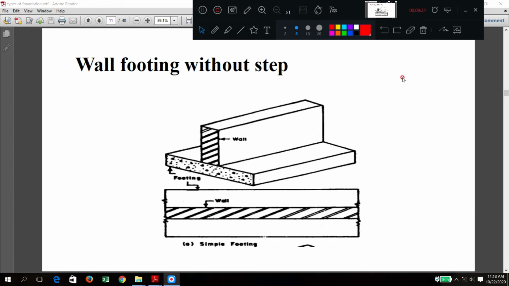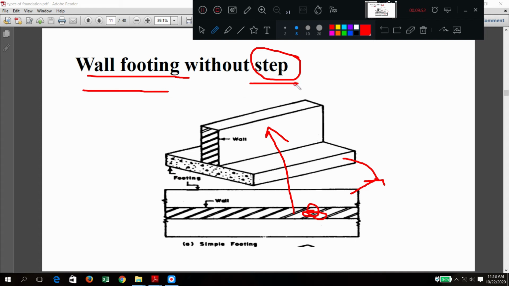Now we can see a typical diagram for wall footing without step. You understand, wall footing without step. See, a continuous wall is running, and one footing is provided. In the top view it appears like this. The bottom bigger rectangle is this portion, and the top hatched portion is the wall. Is that okay? Wall footing without step.